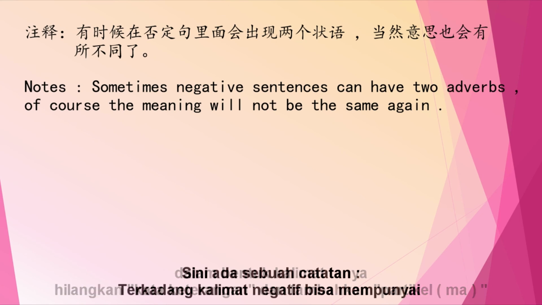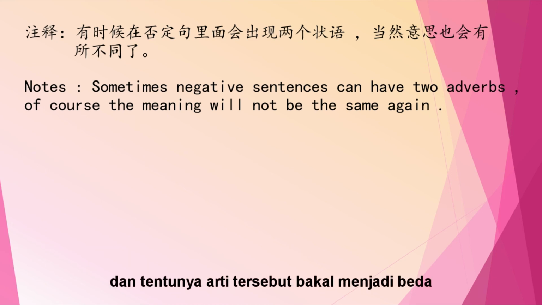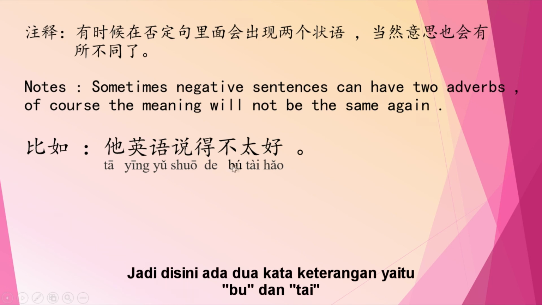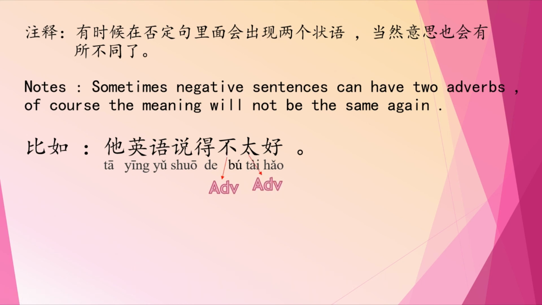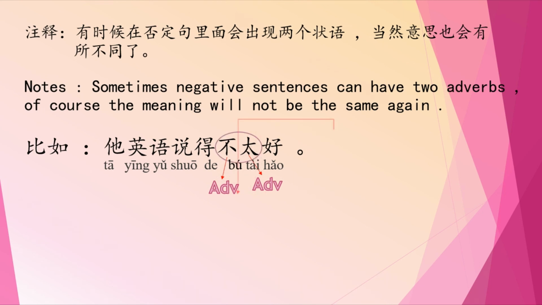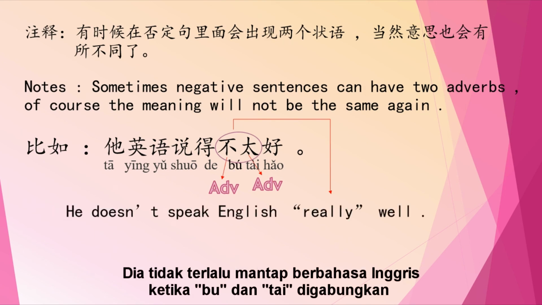Here are the notes. Sometimes a negative sentence can have two adverbs. Of course, the meaning will not be the same. For example, 他英语说得不太好. Here there are two adverbs, which are 不 and 太. When the two adverbs are combined, the meaning changes. So the meaning will be he doesn't speak English really well. So 不 and 太 combined means not really.